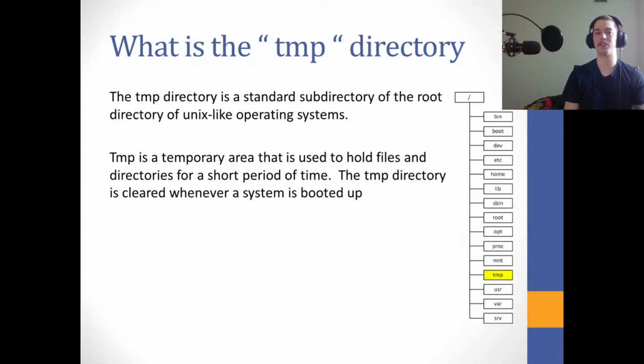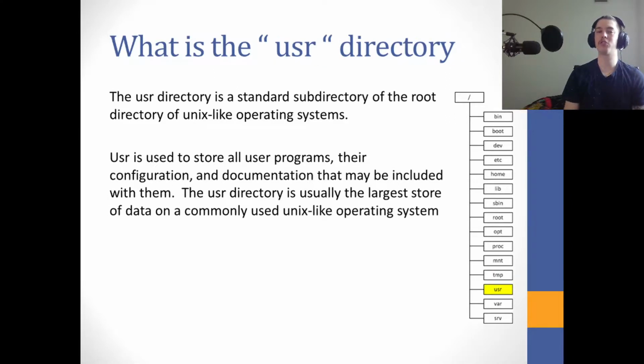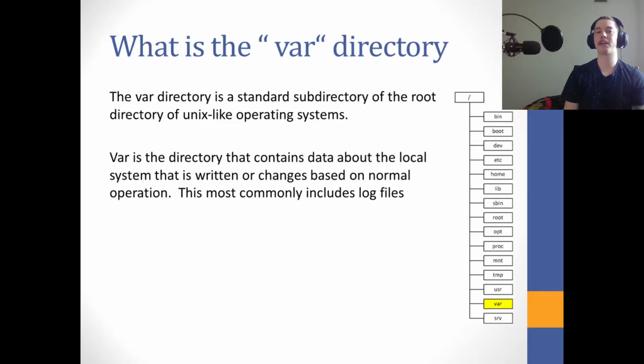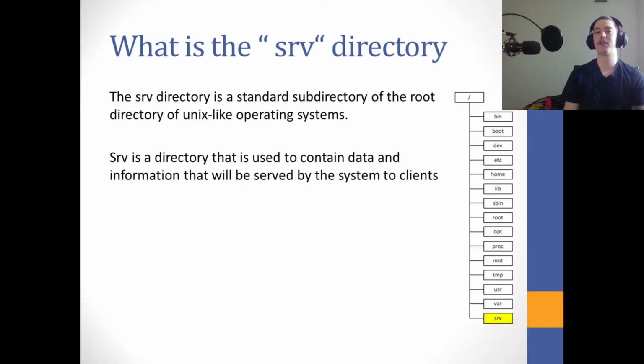The tmp directory is a temporary area that is used to hold files and directories for a short period of time. The tmp directory is cleared whenever the system is booted up. The usr directory is used to store all user programs, their configuration and documentation that may be included with them. var is the directory that contains data about the local system that is written or changes based on normal operation. This most commonly includes log files.